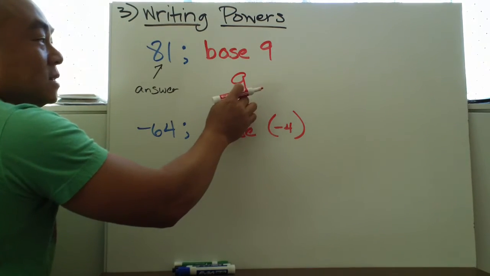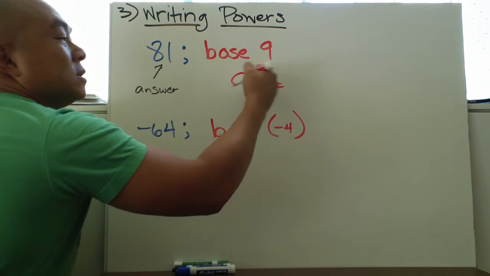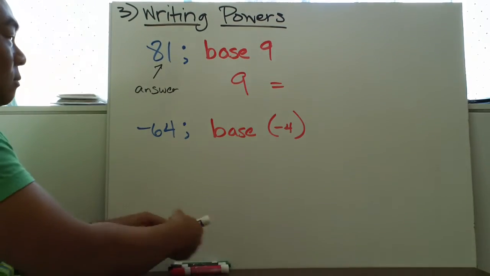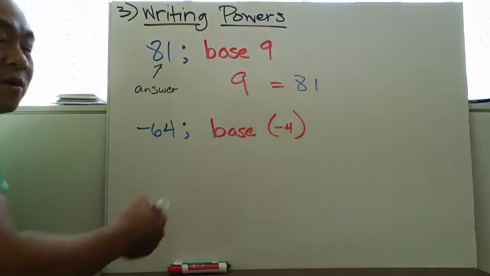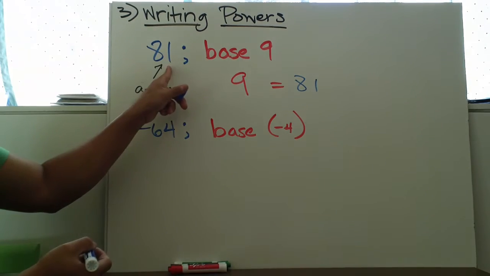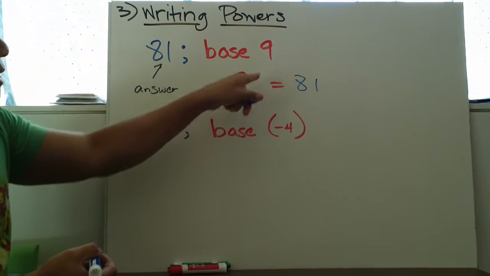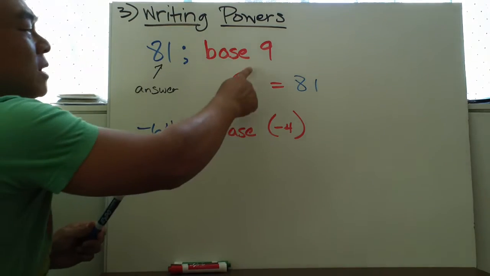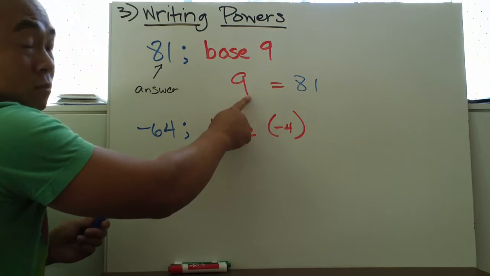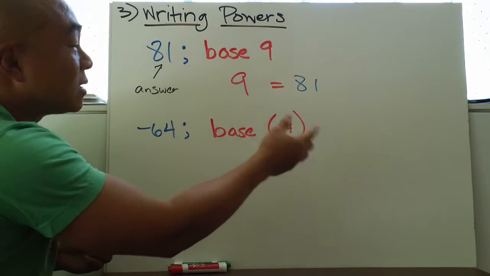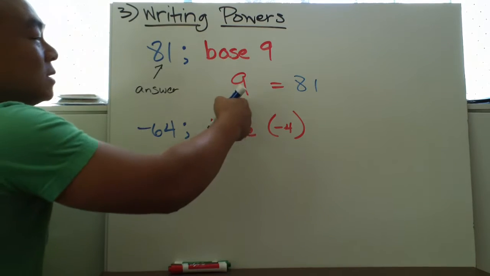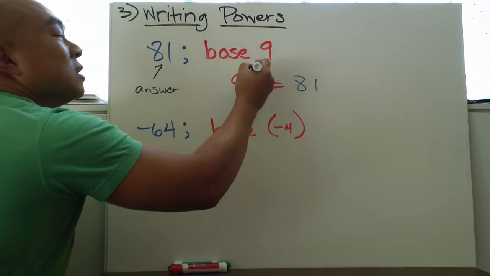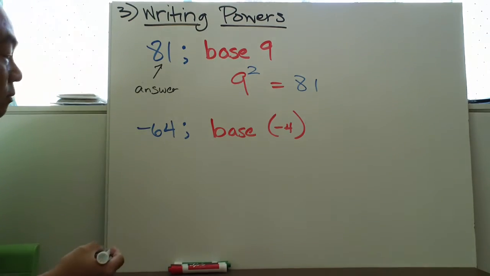I want this to have an exponent that'll give me 81 as an answer. That's what this entire thing means. This means I want 81 as an answer, and 9 is my base. So the number that you're going to have here is, 9 times however many 9s is going to give me 81. And 9 times itself, which means 9 times 9, is 81, so that's going to give me a power of 2.